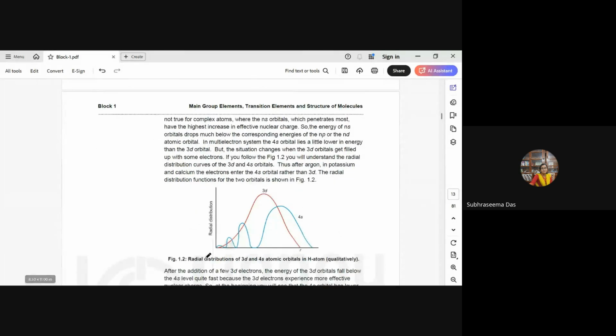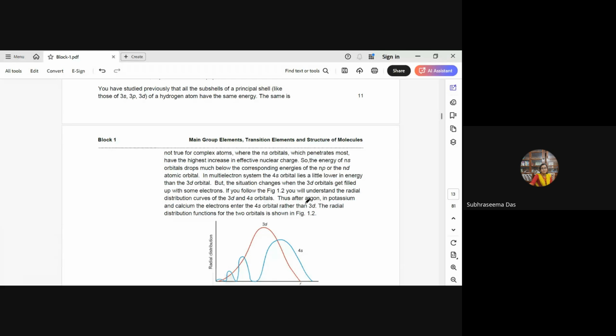In figure 1.2 we will first talk about the hydrogen atom. Here 3s, 3p and 3d of a hydrogen atom have the same energy, but when we take a complex atom, this becomes very difficult to visualize. Hydrogen is the simplest atom, so the radial distribution function is easy to calculate. But when we have other complex atoms, the number of electrons increases and the radial distribution function also becomes more complicated.